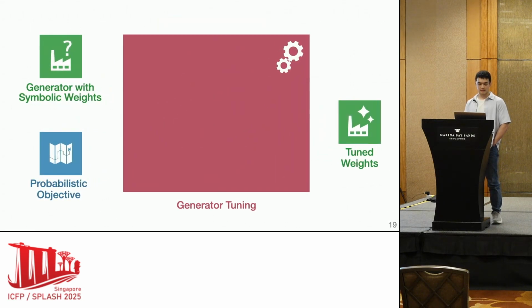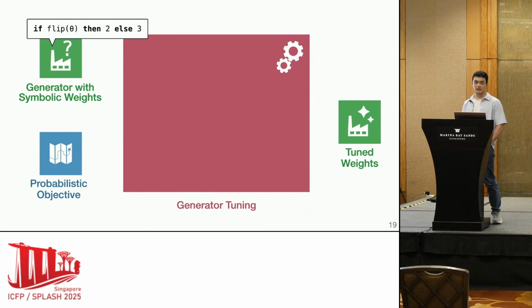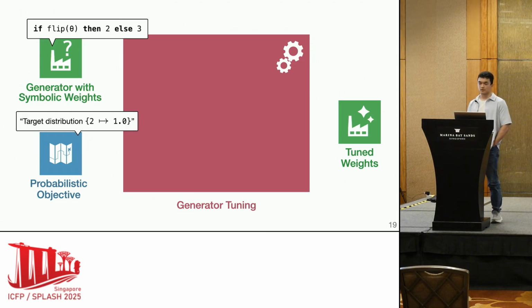So we'll start with a simple example that's basically as simple as possible just to fit on the slide. We'll say that our generator is: if a flip with probability theta is true, we return 2, otherwise we return 3. And our objective will be to target the distribution where we always return 2. Just as a quick aside, so far we've been saying our objectives in English, but the way we really specify it is as a function from distributions to real numbers that indicate how desirable those distributions are.